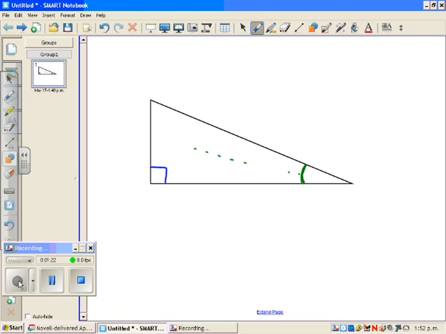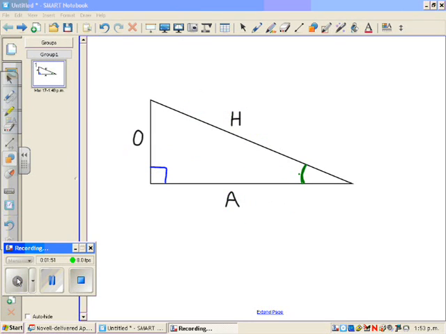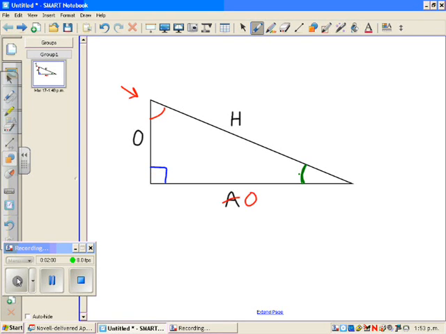The side opposite the angle we call the opposite, or O for short. The longest side on the triangle we call the hypotenuse, HYP for short, or just straight H. And the last side is the adjacent side, A for short. Notice if we were to look at it from this way and look at this angle, the hypotenuse still remains a hypotenuse, but this now becomes the opposite and this becomes the adjacent.